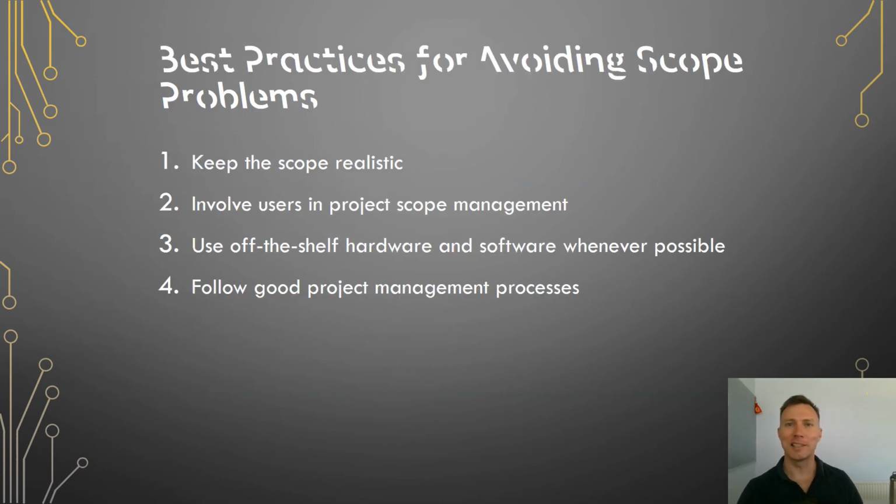Here are some best practices for avoiding scope problems. Keep the scope realistic. Don't make projects so large that they can't be completed. Break large projects down into a series of smaller ones. Involve users in project scope management. Assign key users to the project team and give them ownership of requirements definition and scope verification.